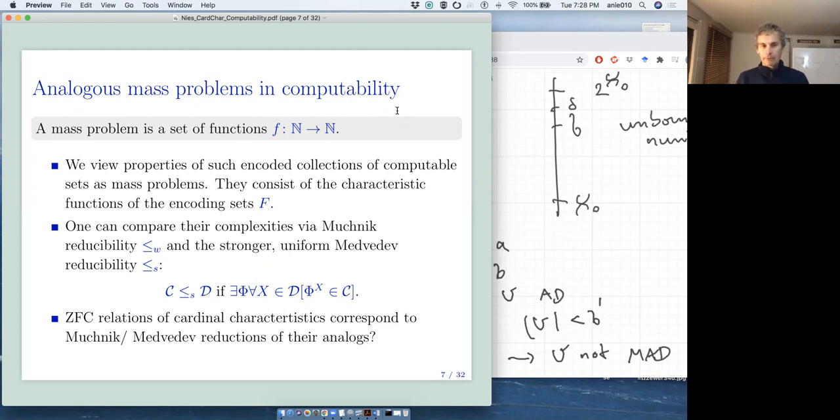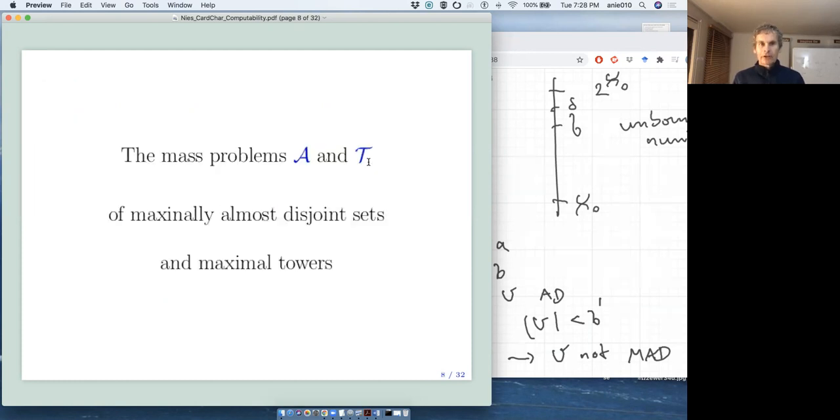The hardest mass problem is the empty set, which has no solution at all, and the easiest is the full set of functions on omega. The question is now, do the ZFC relations of our characteristics somehow lead or correspond to reductions of their analogs? Sometimes they will, sometimes not.